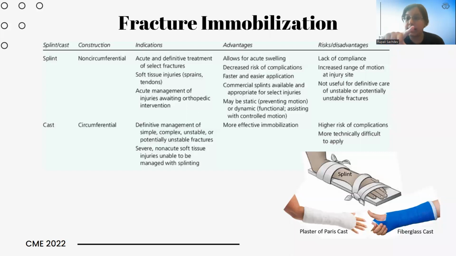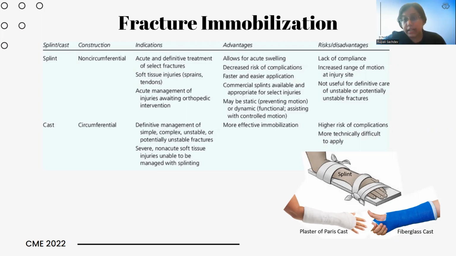So the advantage is, because it's not covering the entire surface, you can allow for swelling because you know swelling is going to increase, right? So you will not have a risk of compartment syndrome. It's fast, it's easy to apply, it's very logical. And you can also use commercial splints, but most of the times you can splint with any flat surface and you can tie gauze to it.